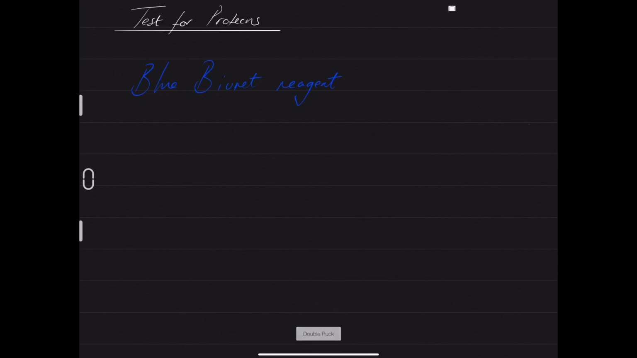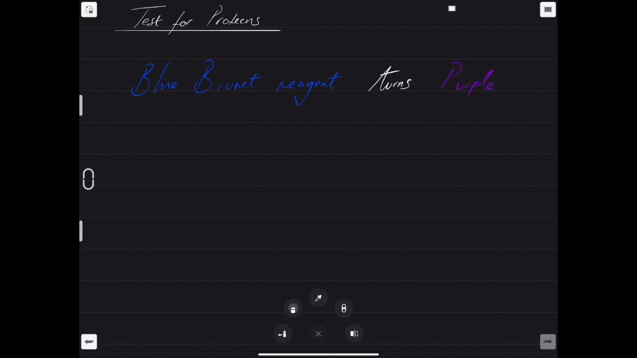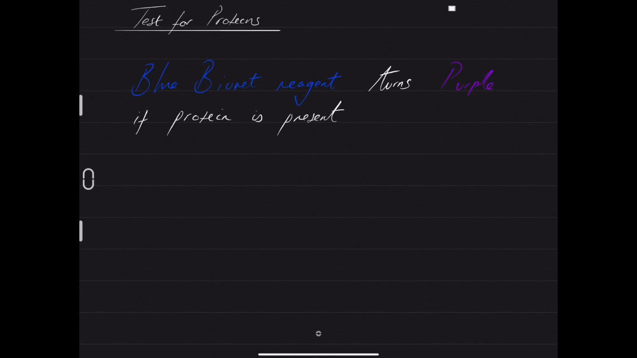Turns purple in the presence of protein. So it turns purple if protein is present. So this is your test.